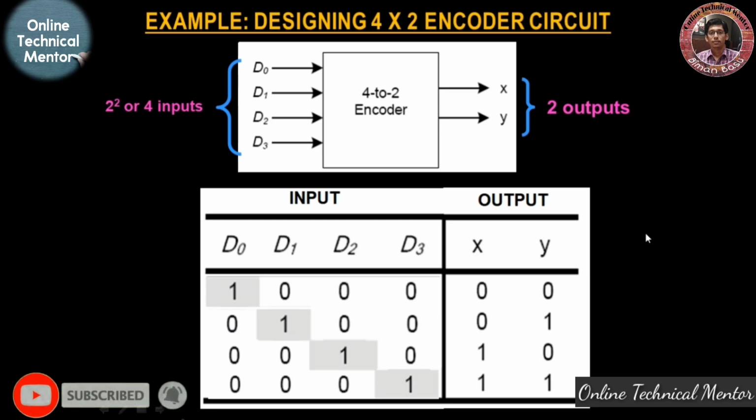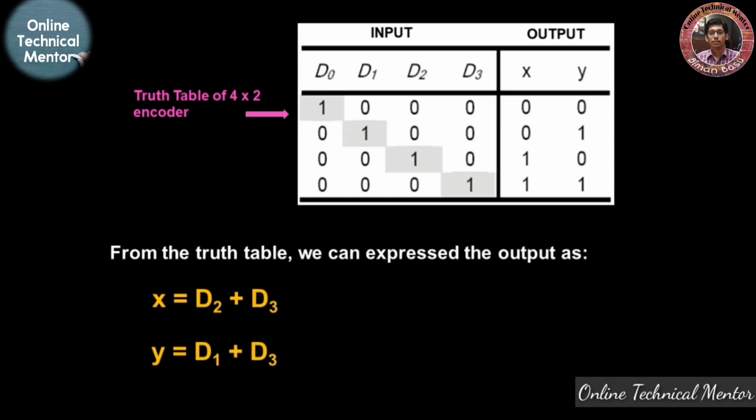And from this truth table, we are now going to derive a Boolean expression. Obviously, there are 2 outputs, x and y, so we will get 2 Boolean expressions through which we will finally design the logic diagram. To derive a Boolean expression, you have to consider the output. Since there are two outputs x and y, you have to consider the outputs one by one. So first consider the output x, the x column.